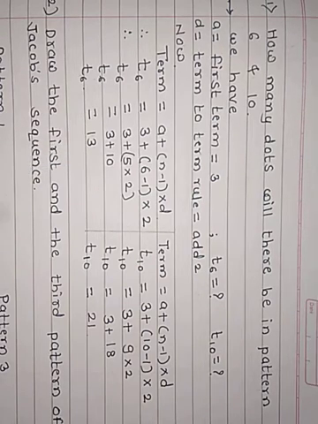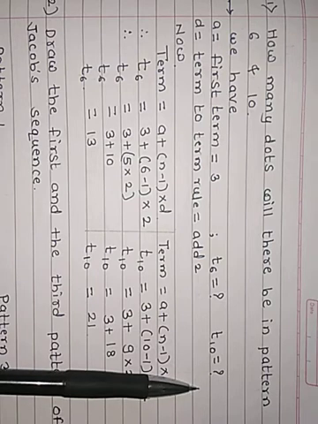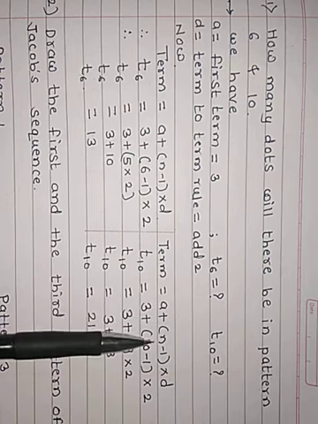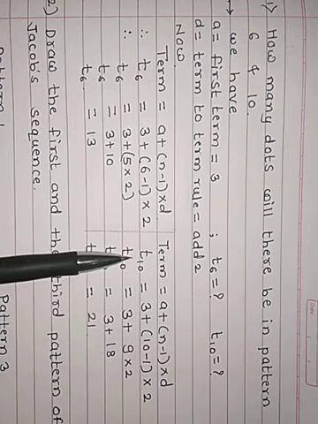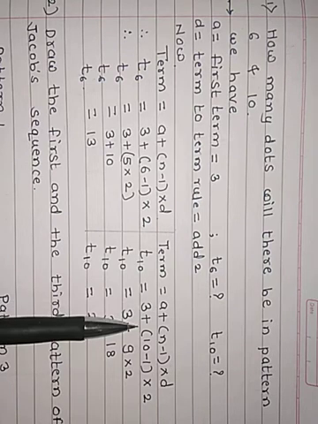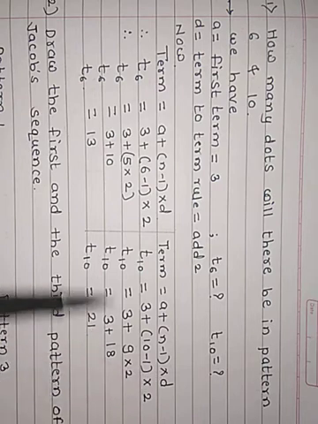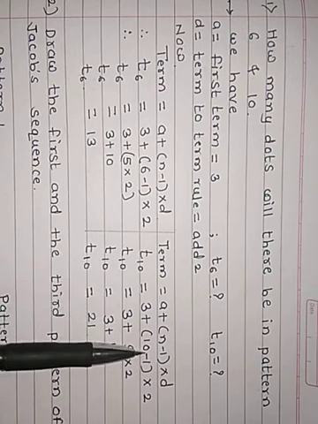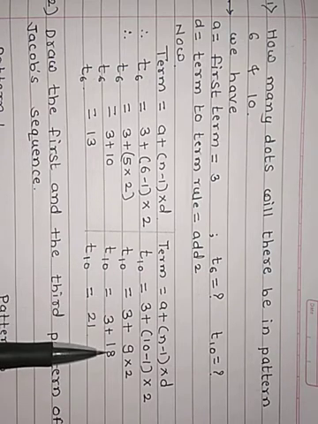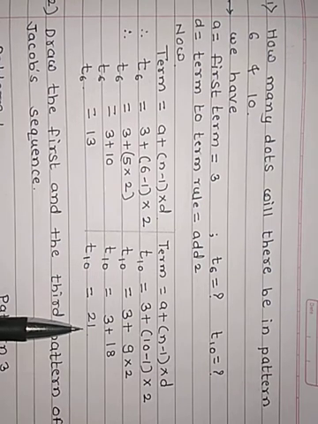Therefore T6 is equal to 13. Now we will find the 10th term, that is the number of dots in the 10th pattern. So term equals A plus (N minus 1) into D, that is T10 equals A, which is 3, plus N, which is 10. 10 minus 1 into D, which is 2. Therefore T10 equals 3 plus 9 into 2, that is 18. Therefore T10 equals 21.